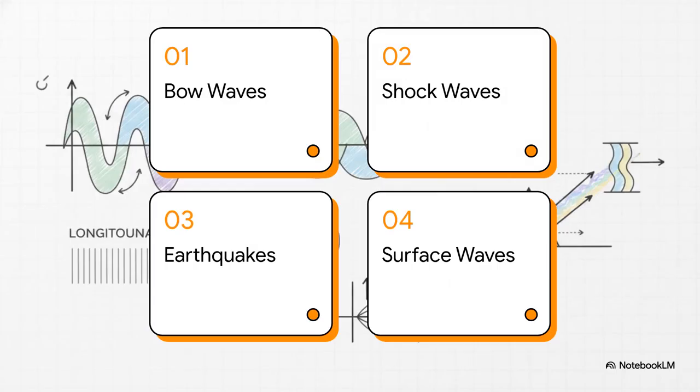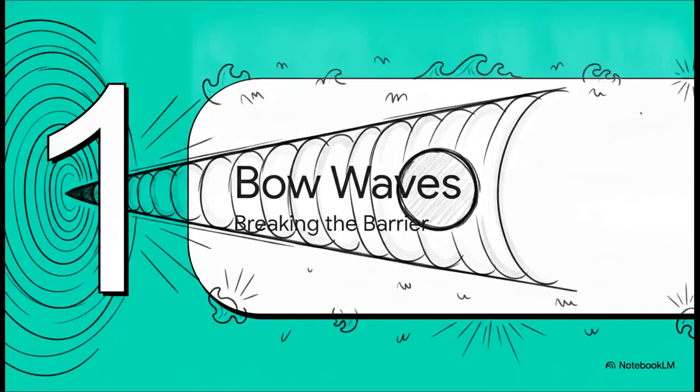Here is our roadmap for this explainer. 1. Bow waves. 2. Shock waves. 3. Earthquakes. And 4. Surface waves. Let's jump right in. Section 1. Bow waves breaking the barrier.